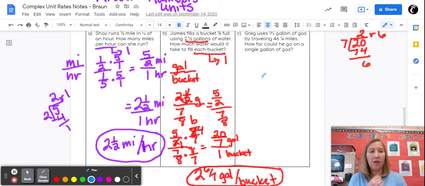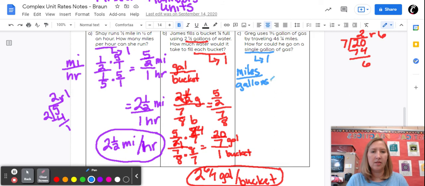Okay, so we don't have any of those keywords, that per, each, over, but we want to look for other things that might mean one, okay? And in this problem, single, so single gallon, is telling us one, right? Single gallon means 1 gallon. So when I'm looking at my units here, that means I want to put my miles on top and my gallons on the bottom. So I'm going to write that first. I'm going to write miles over gallons.